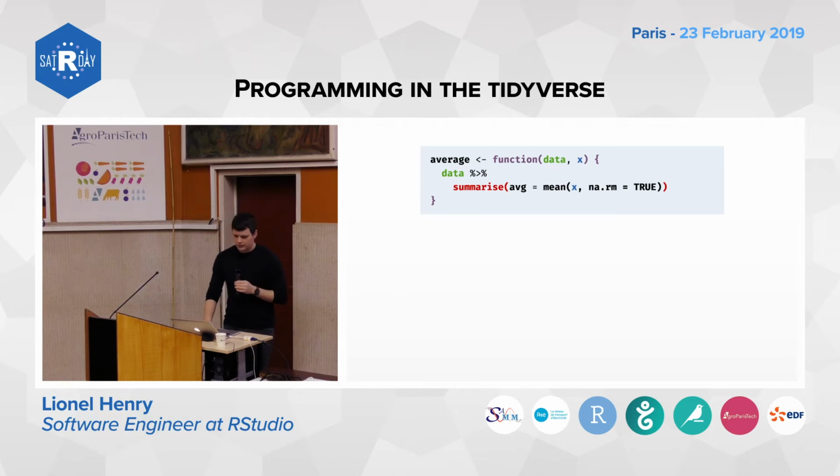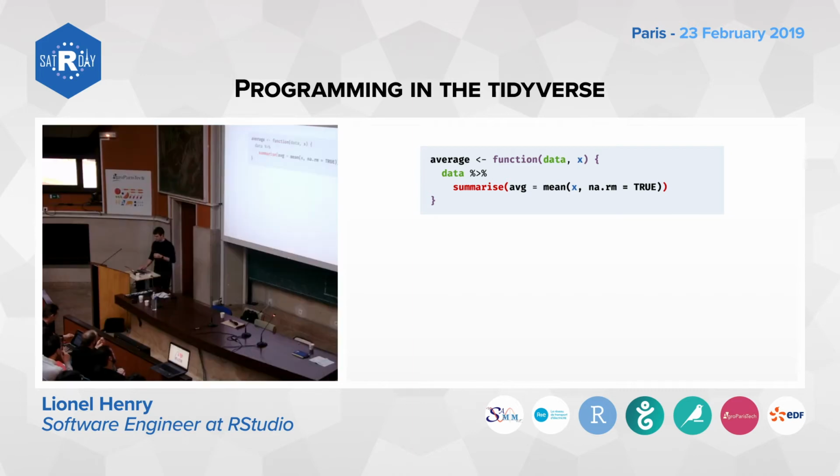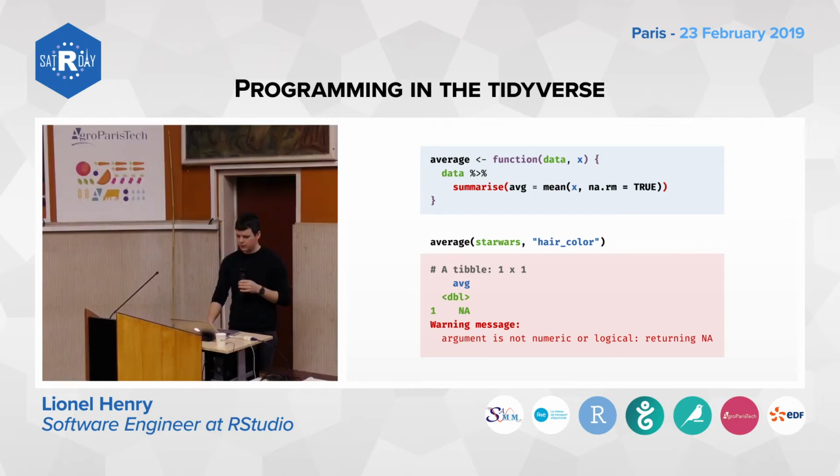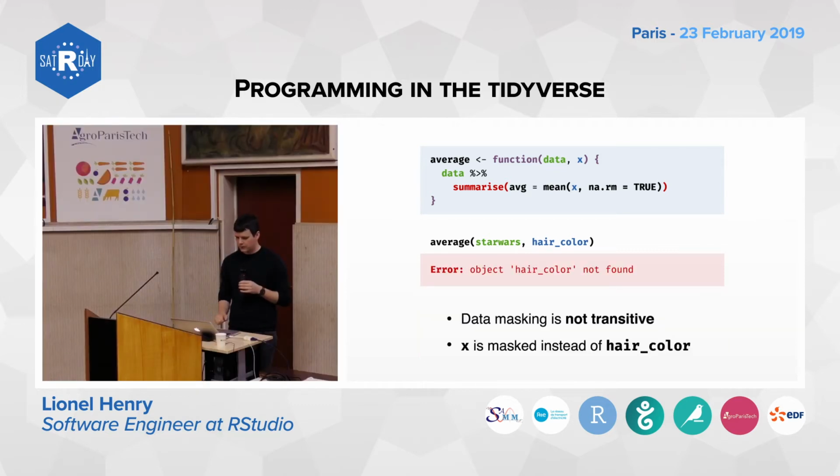And if we try to wrap this pipeline in a function, we'll get the same issue. So here we have a function that takes some data, that takes a column, and we try to summarize the data with the average of that column. And if we pass a string, we get the same problem. We are trying to take the average of a string. And if we remove the quotes, now we get an object not found error.